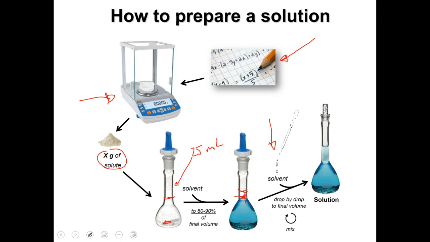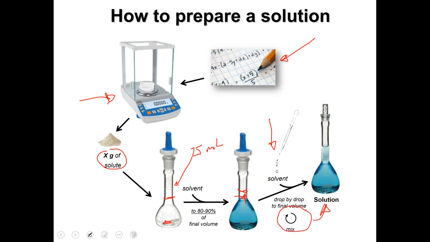Finally, once you're done with that, you put a cap on top of that. In reality, here in this picture it's already there, but you would add it, and then you shake it nicely, mix it, and your solution will be ready.